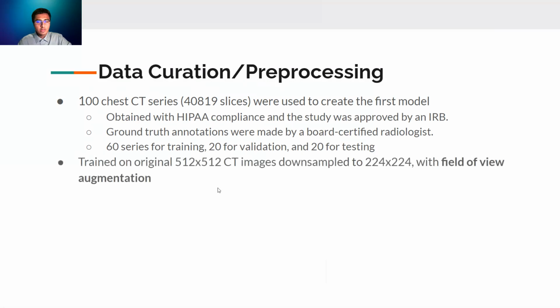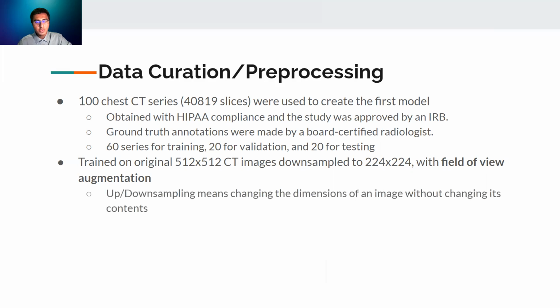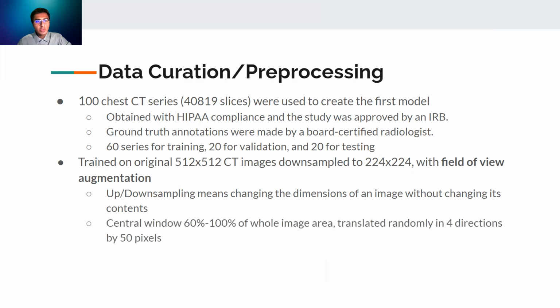The model was trained on 512 by 512 pixel CT images, downsampled to 224 by 224 pixels with field of view, or FOV, augmentation. Up or downsampling means changing the dimensions of an image without changing its contents. And field of view augmentation involves taking a central window 60 to 100% of the whole image area, translating it randomly in 4 directions by 50 pixels, and making the content in the window the final image.